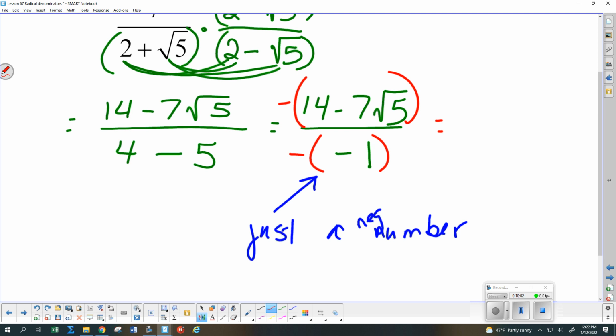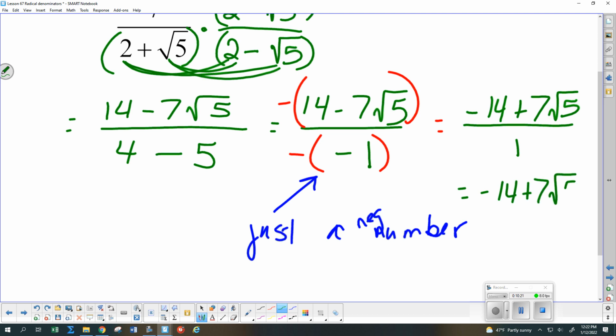So that then we have a plus 1 in the denominator and a negative 14 plus 7 root 5 in the numerator. But then we don't just leave a denominator with 1. Anytime we have something divided by 1, we write just the numerator. So negative 14 plus 7 root 5 will be our final answer on that one that we started off with on the original title page.